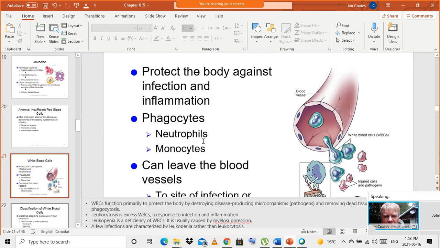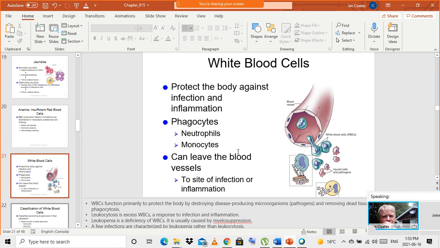So let's have a look here. White blood cells there, they protect the body against infection and inflammation. We kind of saw these a bit there last week. Phagocytes there, there's neutrophils, monocytes. Okay, there's eosinophils, there's basophils. Okay, and they can leave the blood. They can jump ship and they can travel right through. It's quite amazing, actually. Have a read down here.